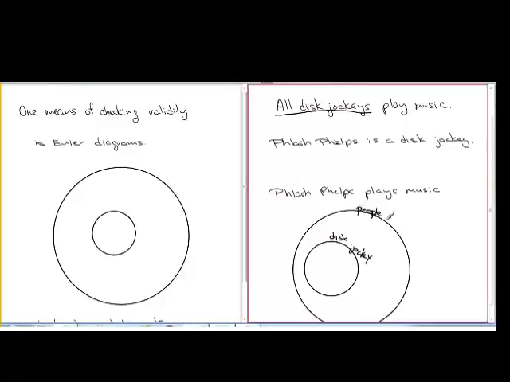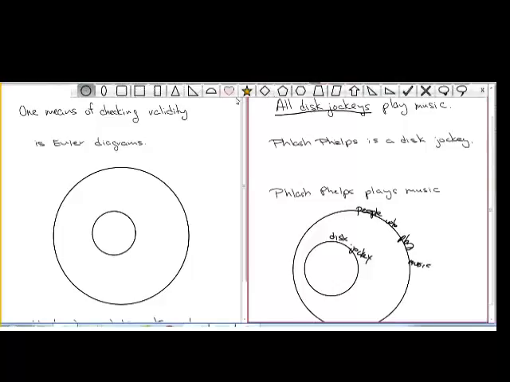Okay, so all disc jockeys play music. So the outer circle is people who play music. We'll see how that applies now. So that's what you would do. You can see all disc jockeys: the circle that represents disc jockeys is within the larger circle of people who play music. So all disc jockeys play music, because that's what disc jockeys do.